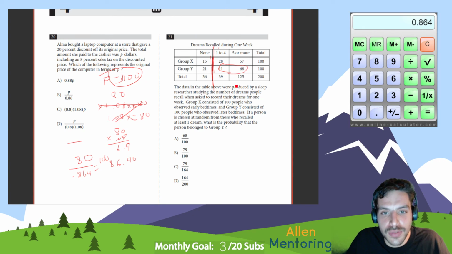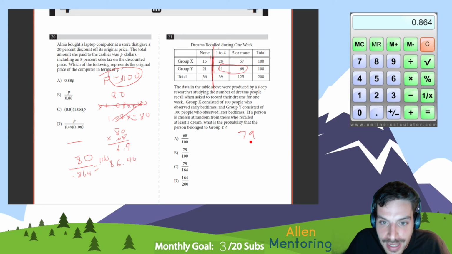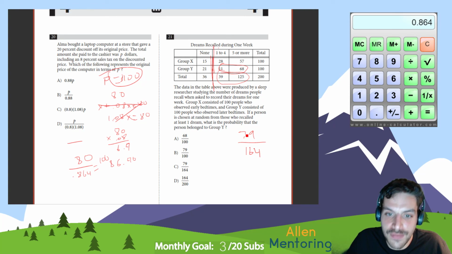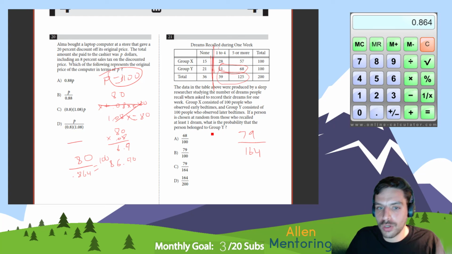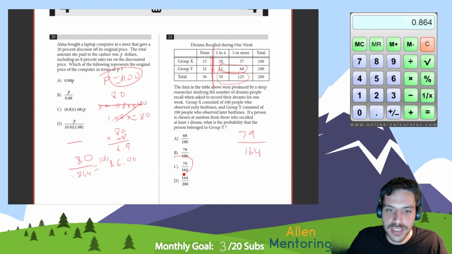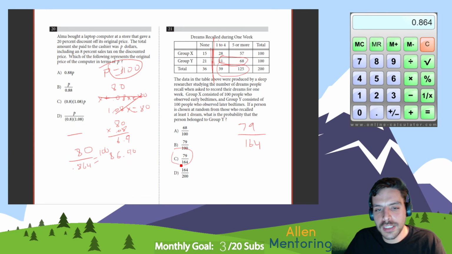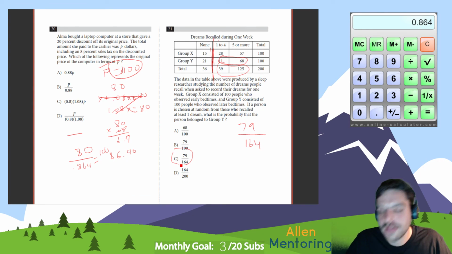Okay, so 79 people out of the people who recalled at least one dream. And so if we want to see how many people recalled at least one dream, we see 39 plus 125 is 164. So it was 79 people out of a total of 164 people who recalled at least one dream. So that's C.